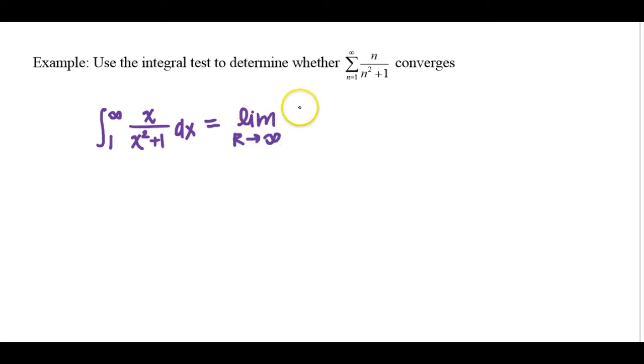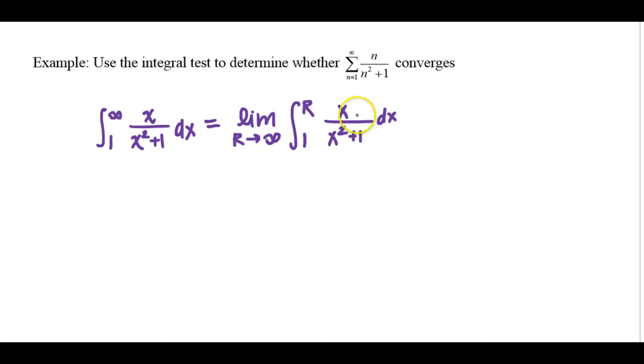So instead of solving this series, we're going to solve the improper integral, so the integral from 1 to infinity of, instead of using n's, because we solve integrals with x's more often, I'm going to write this as x over x squared plus 1 dx. So the first thing is to rewrite this improper integral as the limit as r approaches infinity of the integral from 1 to r of x over x squared plus 1 dx.